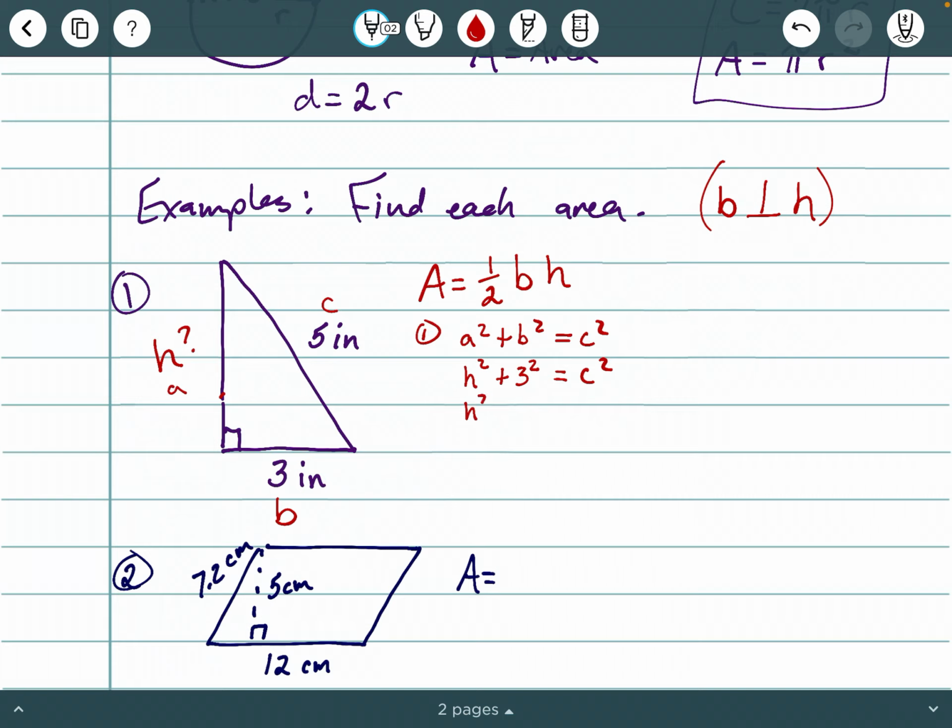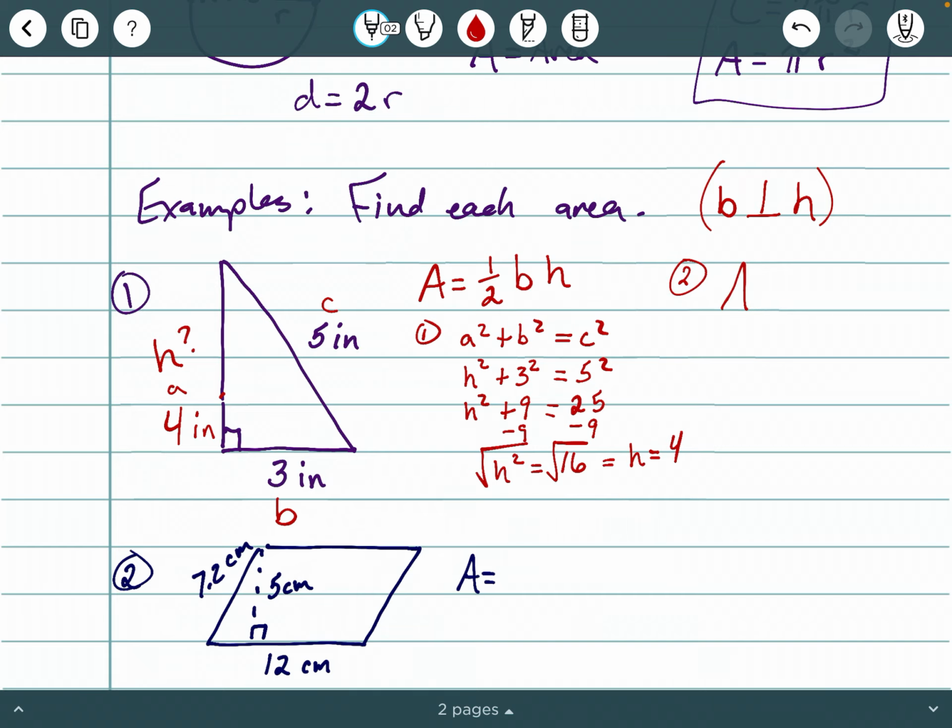Okay? So let's do some work here. 3 squared is 9. C squared, I don't need to write it as c anymore. I know what it is. It's 5. Okay? 5 squared is 25. Then I subtract 9 from both sides. H squared is 16. And when I take the square root of that, I get that my height is 4. Okay? And that would be in inches.